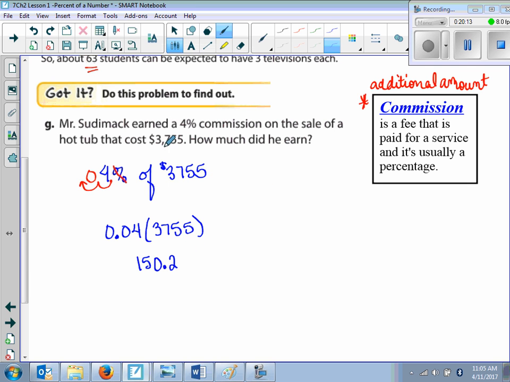150.2. Now, this is money, right? So how much money is this? $150.20. Don't forget, this does not say 2 cents. Money is always to the hundredths place, so you have to go out to the hundredths place. So this is $150.20 that Mr. Sudamek is going to have added to his paycheck.